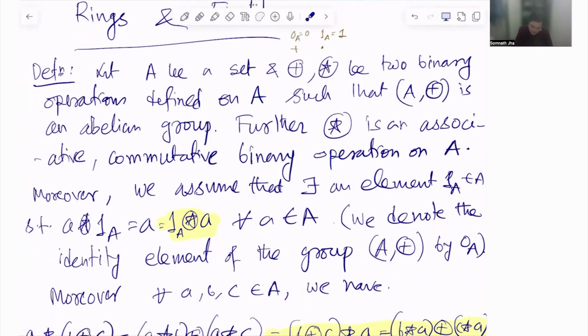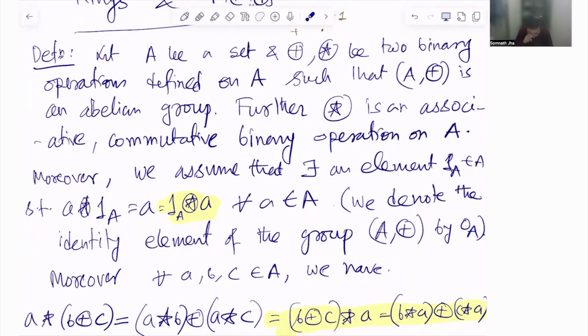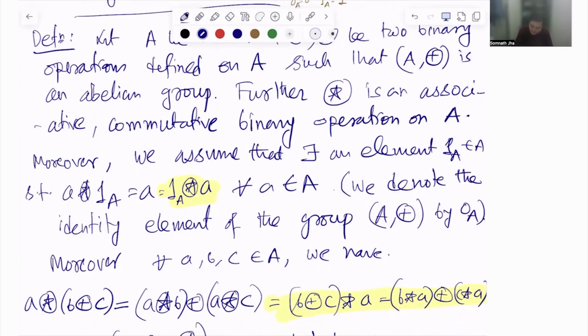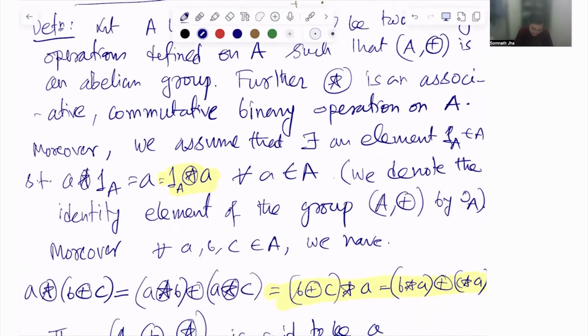And moreover, for all a, b, c in A, there is a relation between these two operations. It's called multiplication is distributive over addition. So you have a times (b plus c) is a times b plus a times c. And because these are commutative operations, if a star 1 is a, then 1 star a will also be equal to a. So this is the same as (b plus c) times a, which is b times a plus c times a.